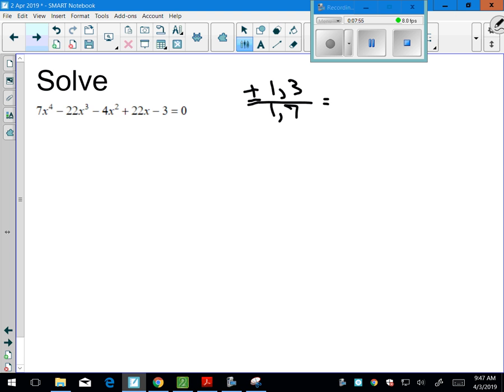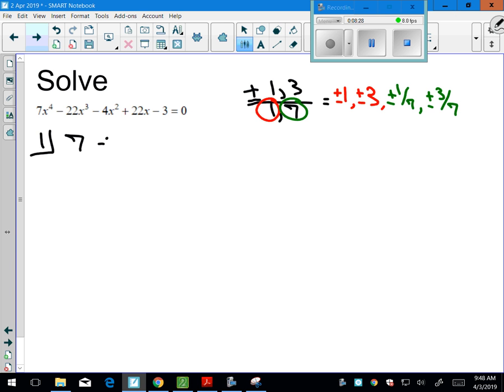This leads into the possibility of, if I divide things by 1, I have plus or minus 1, plus or minus 3. When I use the 7, I have plus or minus 1/7, and I have plus or minus 3/7. So let's just start and see what we get. Let's start with a +1.